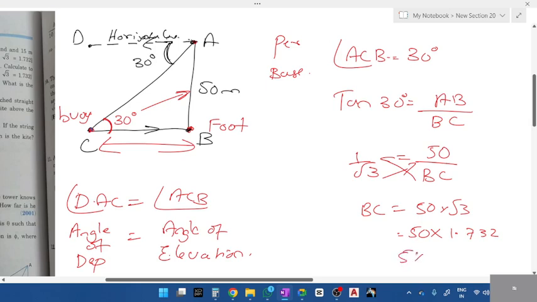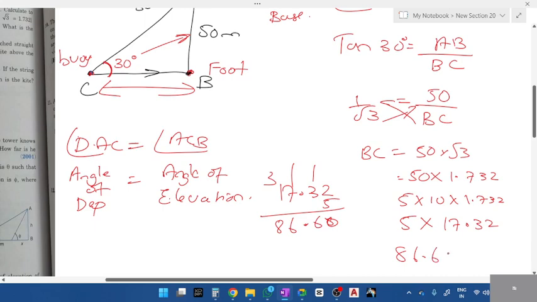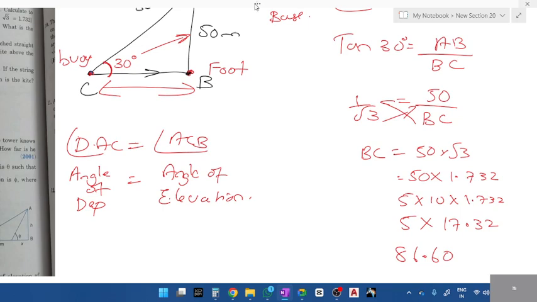Okay, 50 can be written as 5 into 10. What is 10 into 1.73? Use the shifting method. 17.32 into 5: 5 twos are 10, 5 threes are 15, 16, 5 sevens are 35, 36. What's the answer? 86.60. Is it meters or centimeters? Meters.